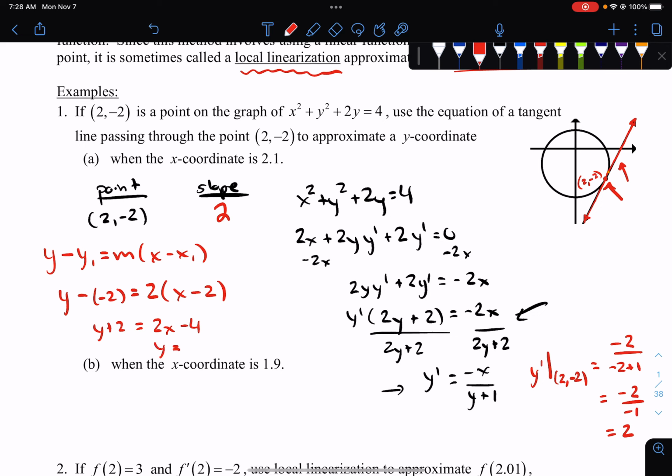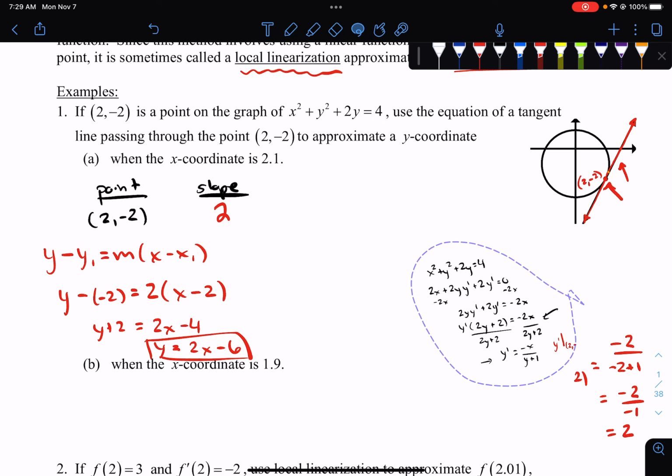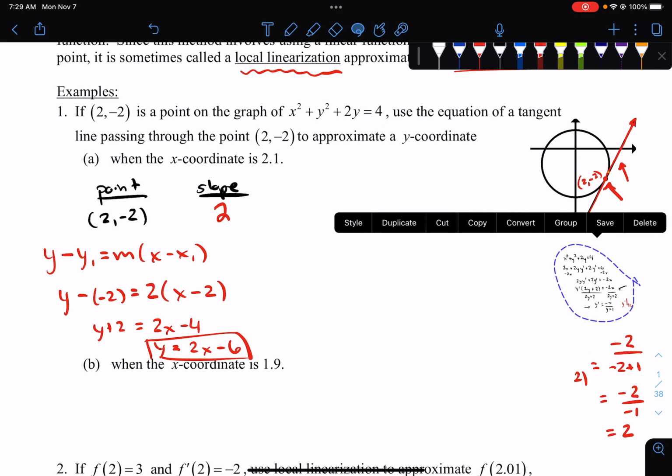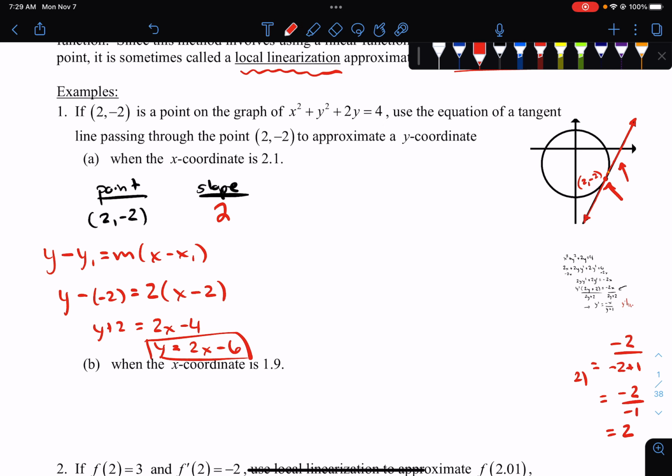So y equals 2x minus 6. This is my equation of a tangent line. It's not my original equation, of course, but it's the equation of this tangent line that's really close to 2.1. What it wants me to do is use this equation, because I can plug 2.1 into that equation really easily.